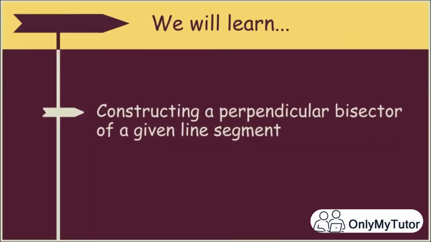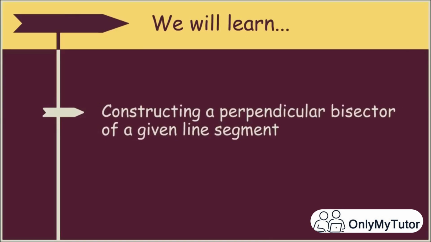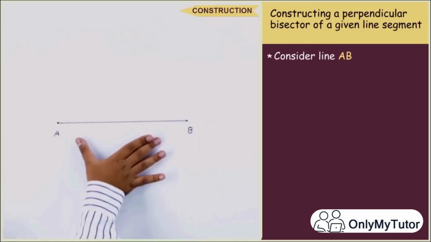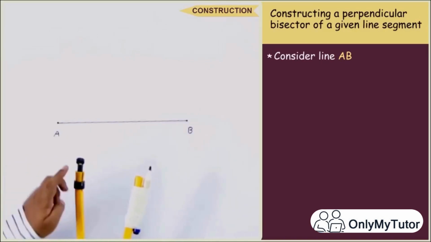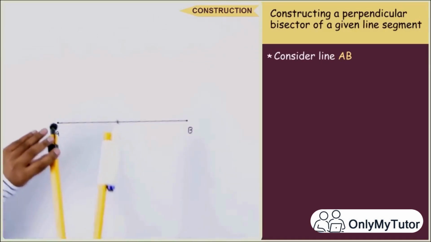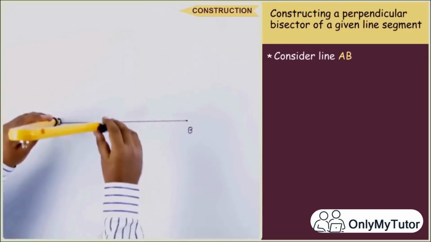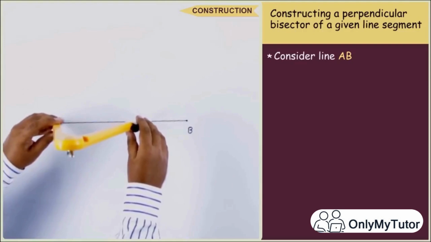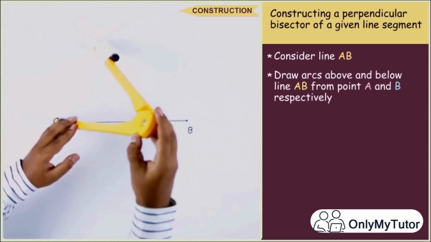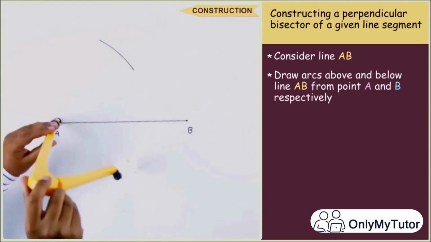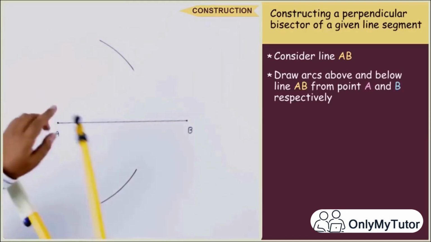How to construct a perpendicular bisector of a given line segment. Consider a given line segment AB. Take a compass and put one end of the compass on point A. Take a distance which is more than half of line AB and draw arcs above and below line AB.